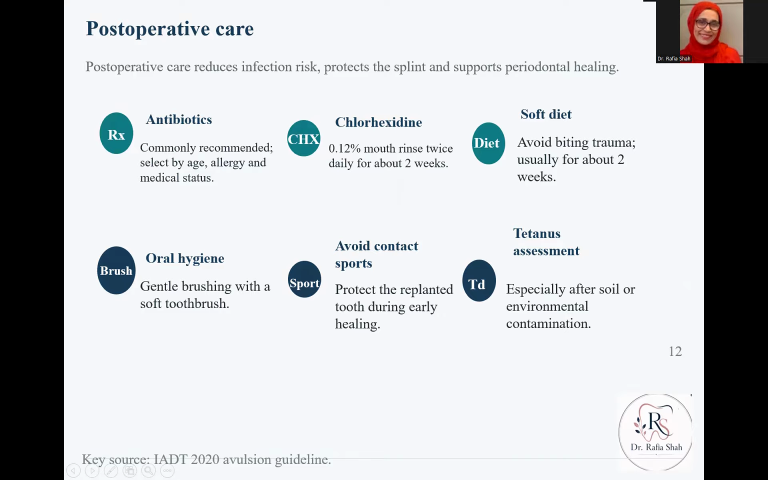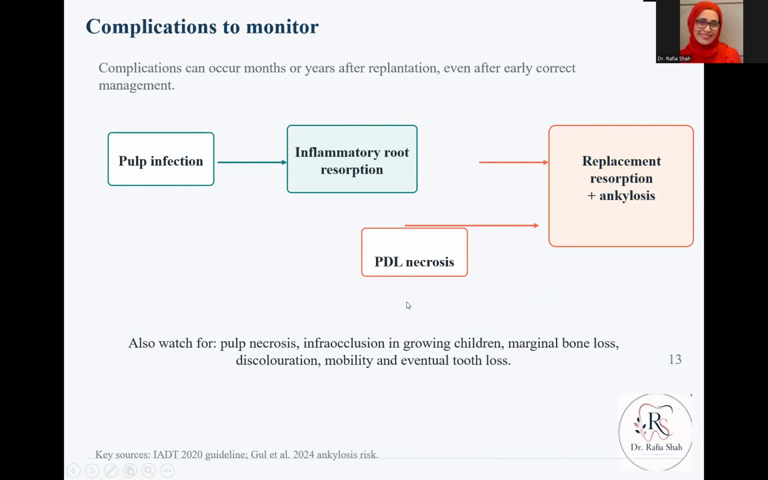If the patient has any sports injury, we ask the patient to refrain from it, and we have to specially ask if the injury occurred on a road or on soil, because then there are high chances of tetanus, so we ask the patient to go for the tetanus injection. So what complications occur after replantation, in months or a few years?